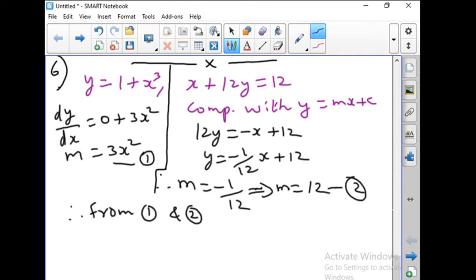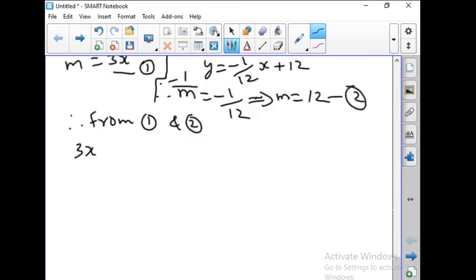So given the curve is orthogonal, so this is minus 1 by m. Minus 1 by m is minus 1 by 12. So m is equal to 12, because what is given? The tangent is orthogonal with the line. Orthogonal means perpendicular. So from 1 and 2 we get 3x square is equal to 12.